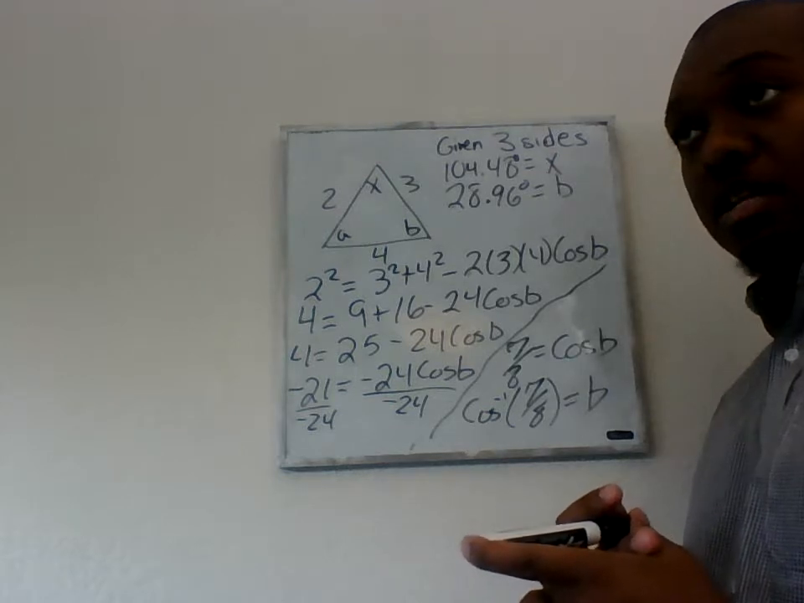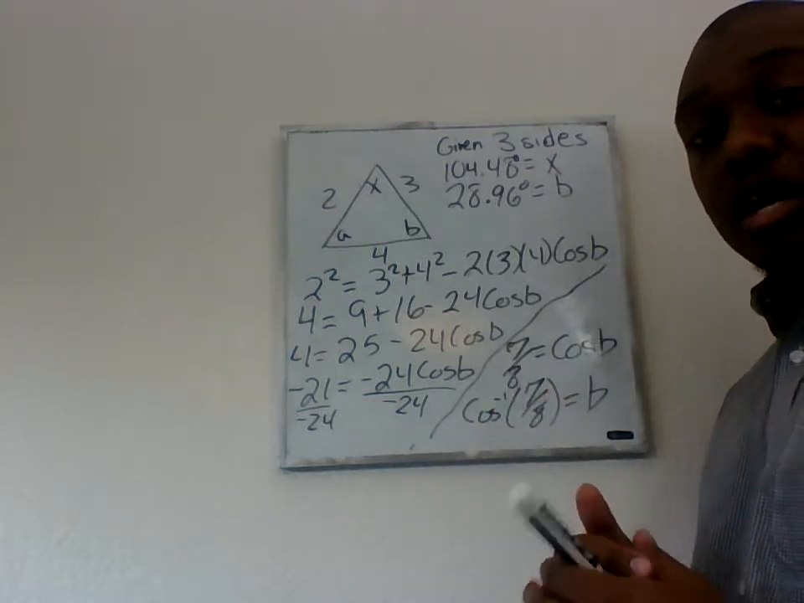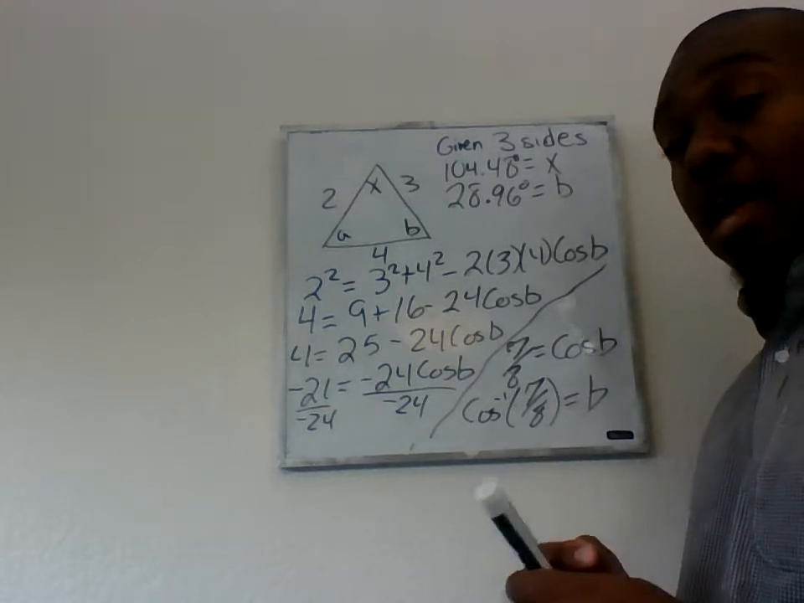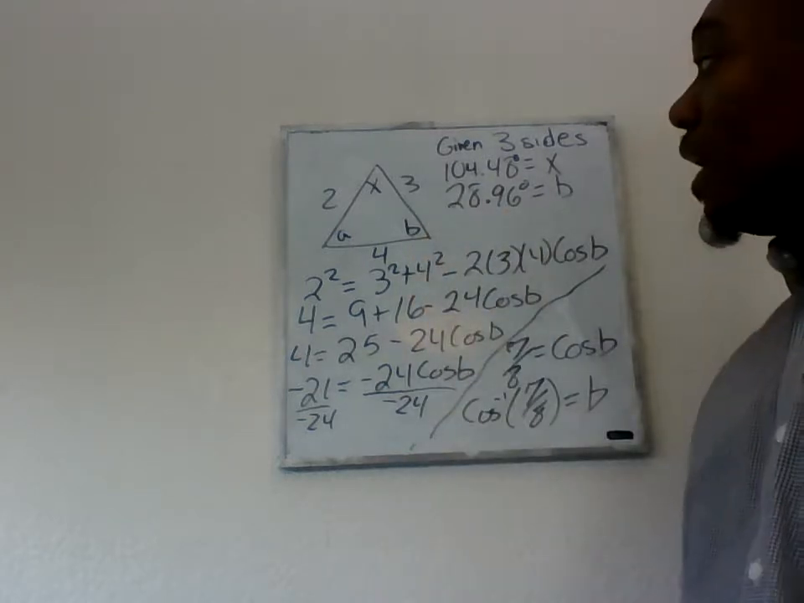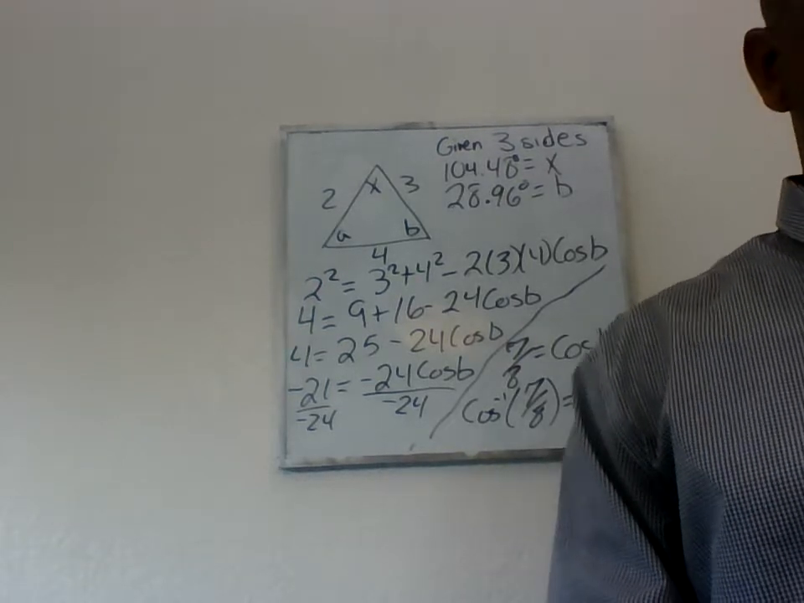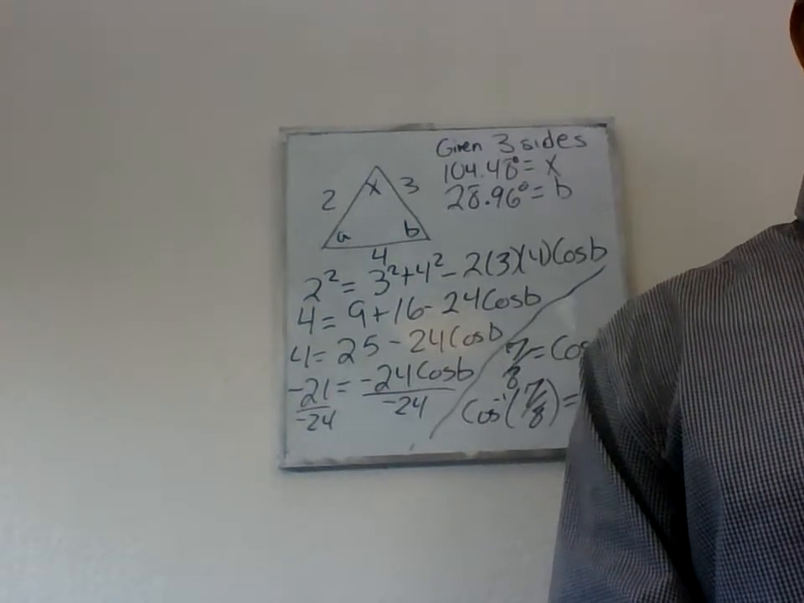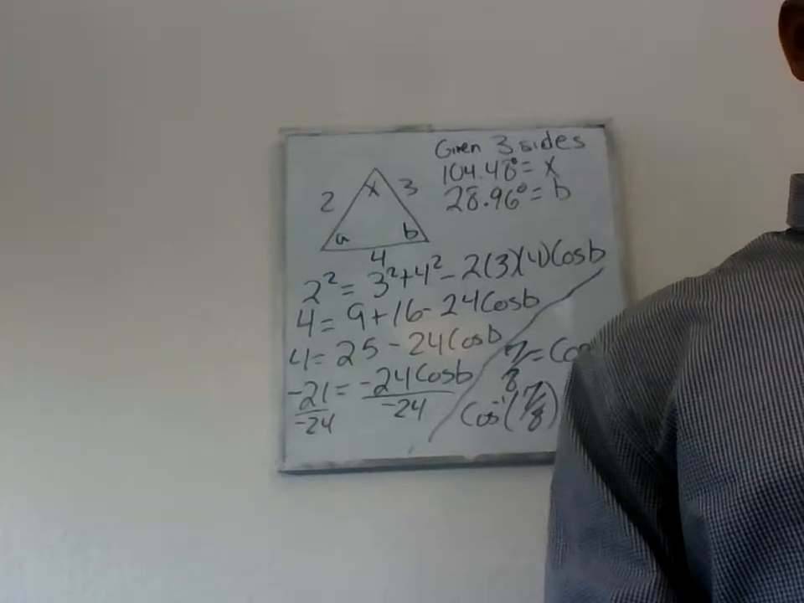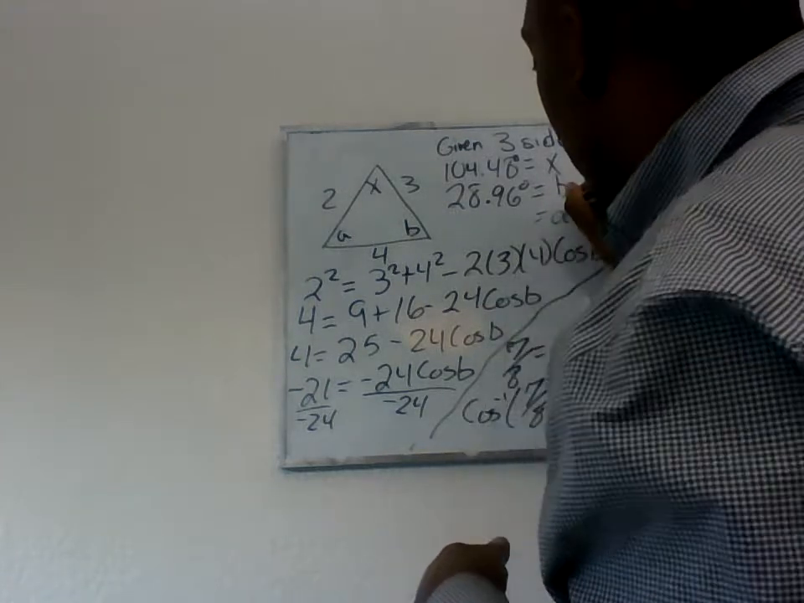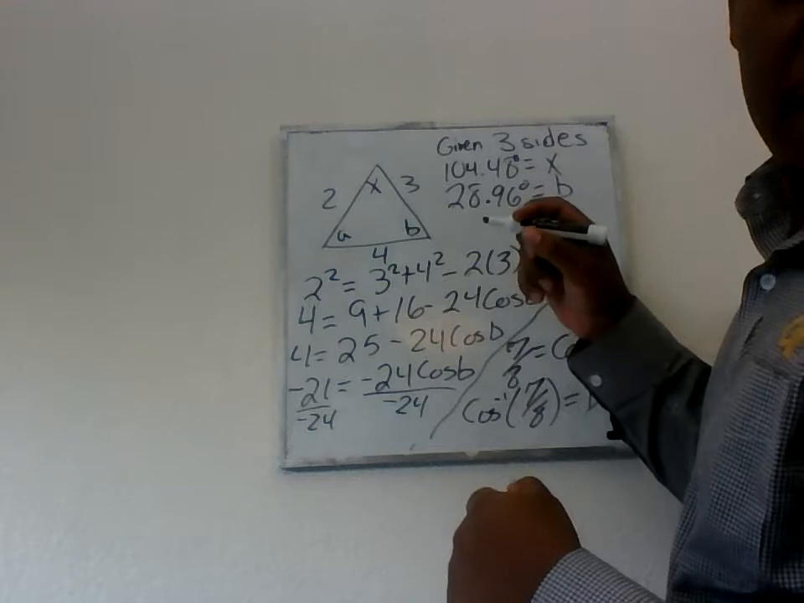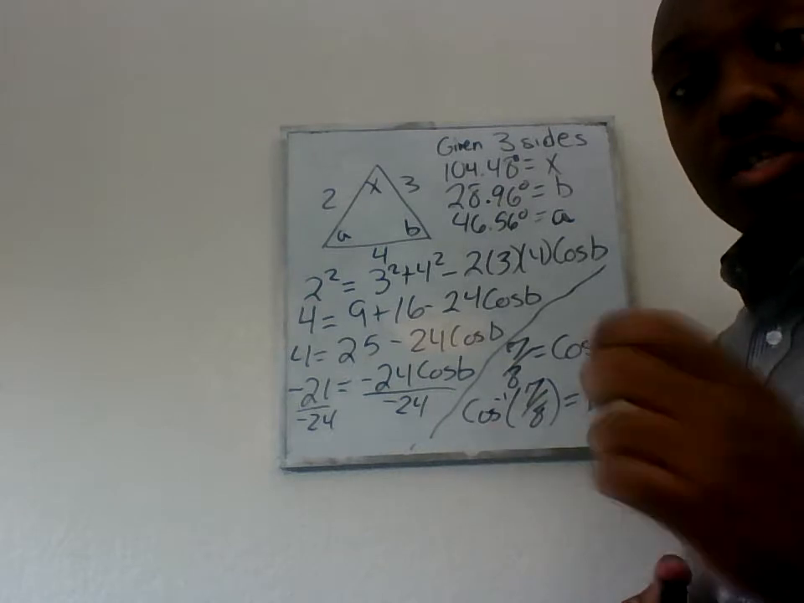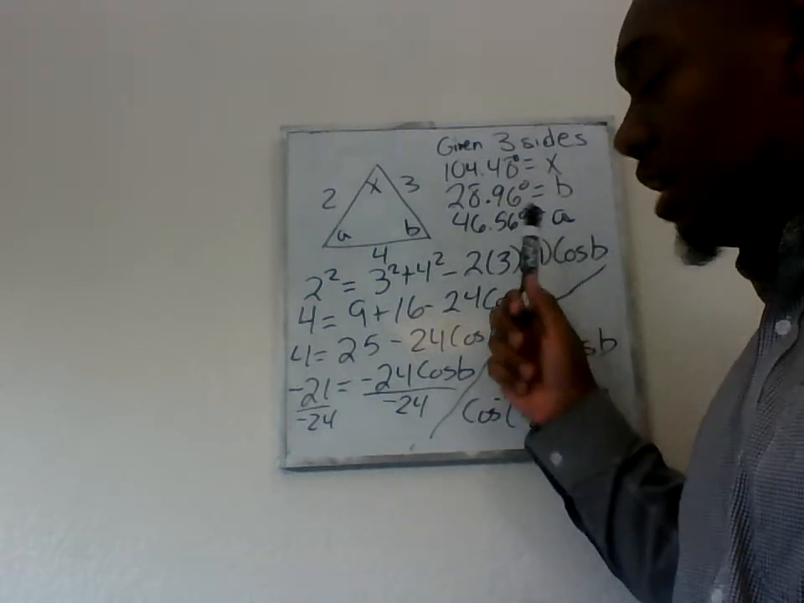But there's also something that we learned quite a while ago. We learned that if you take the three angles in a triangle and add them all up, they have to equal 180 degrees. And because we know that, when I take 104.48 and add 28.96, and I subtract it from 180, I will know what angle A is. So 180 minus 104.48 minus 28.96, we end up with that angle A is going to be 46.56 degrees. And I challenge you to go use law of cosines to see if you get the same thing.